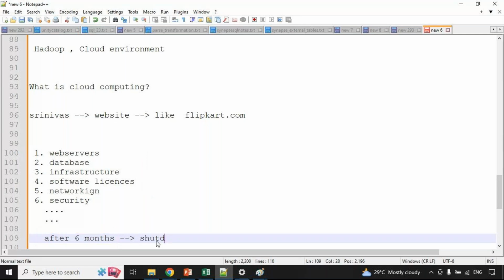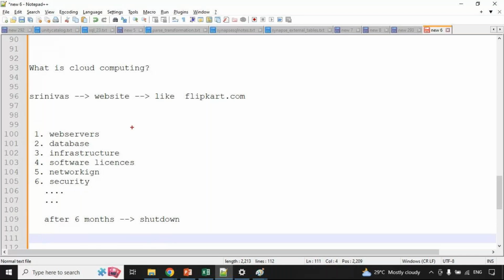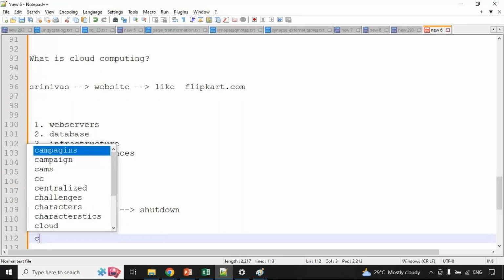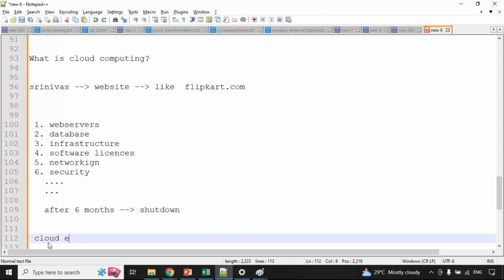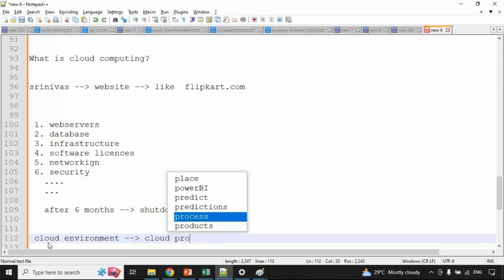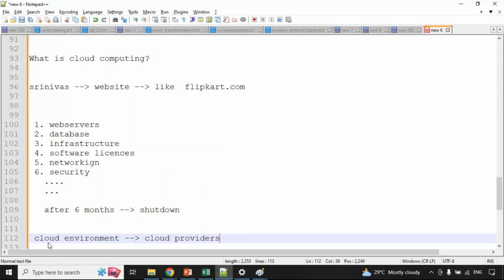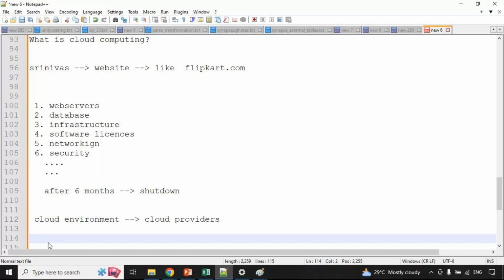I want to shut down this one. So here, whatever you spend, everything will be gone. So here, instead of maintaining your own environment, we can go for cloud providers. We can go for a cloud environment. There are some cloud providers. They provide all the services and you have to pay for it.